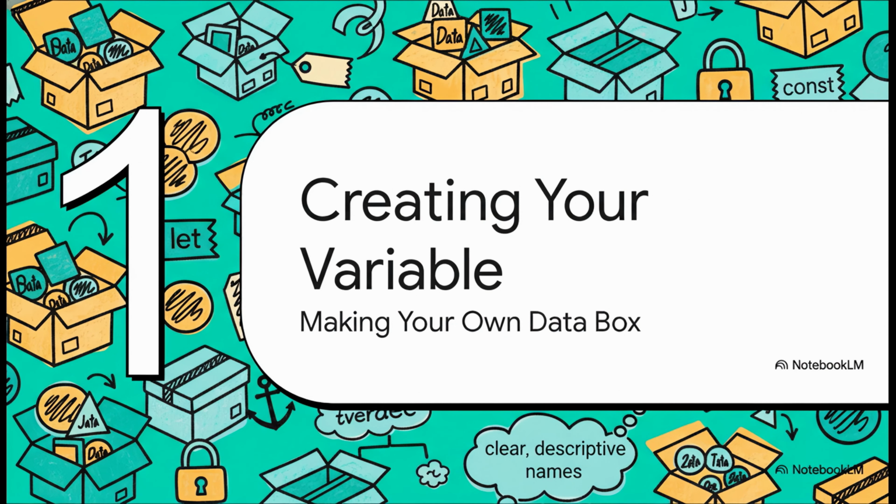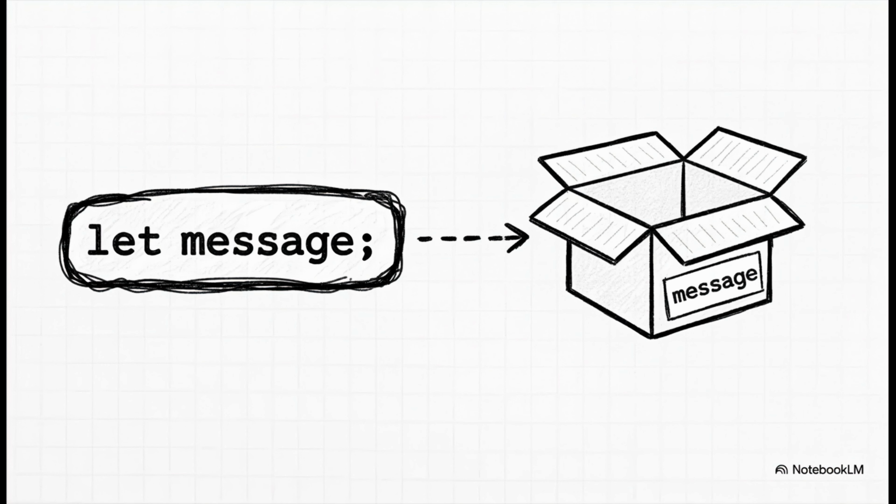Okay, so theory is great and all, but how do we actually make one of these data boxes in JavaScript? Let's walk through it step by step. It's way easier than you might think. The very first step is called declaration. We use the special JavaScript keyword let, and then we give our box a name. So when we write let message, we're basically tapping the computer on the shoulder and saying, hey, can you set aside an empty box for me? And please label it message. That's it. The box is now ready and waiting.